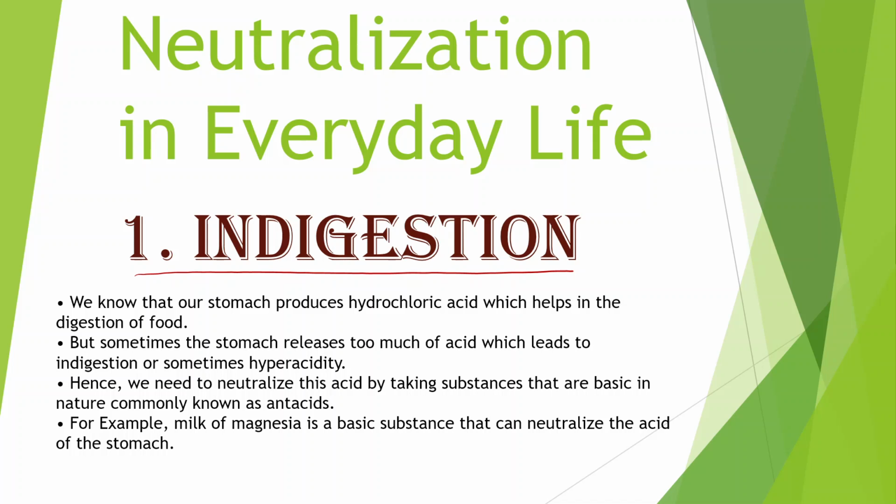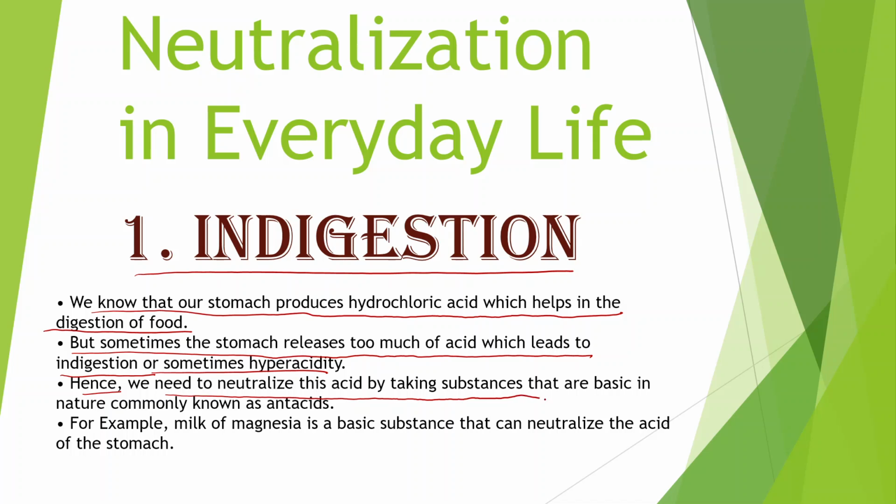indigestion. Often we come across indigestion. We know that our stomach produces hydrochloric acid, which helps in digestion of food, mainly protein. But sometimes the stomach releases too much acid, which leads to indigestion or sometimes hyperacidity. Hence, we need to neutralize this extra acid by taking substances that are basic or alkaline in nature, and they are known as antacids. Often you have heard about these antacids from your parents. For example, milk of magnesia is a basic substance that can neutralize the acidic stomach.